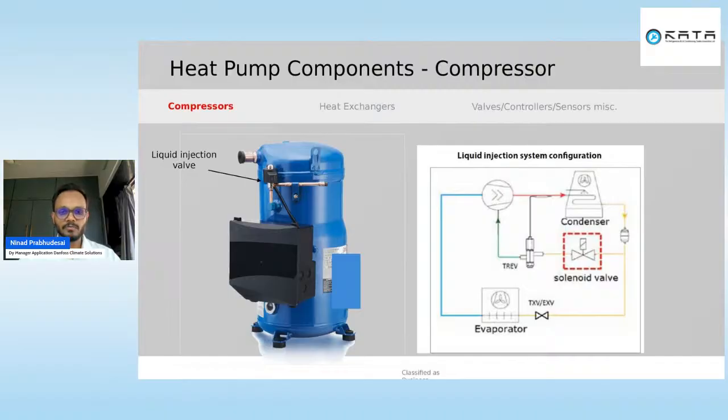In this case you can see, first of all, the common technology being used is the liquid injection valve. When your compressor runs at a higher pressure ratio, let's say your ambient is close to 0 degrees and you need water outlet of around 70-80 degrees, then you have a very big pressure ratio. Your compressor heats up, and to cool it down and keep your discharge temperature within the limit, there is a liquid injection technology available.